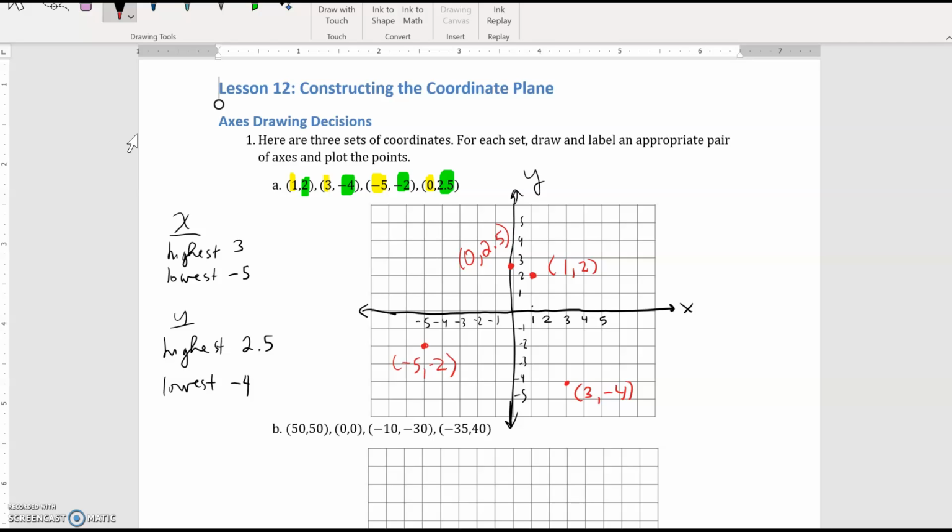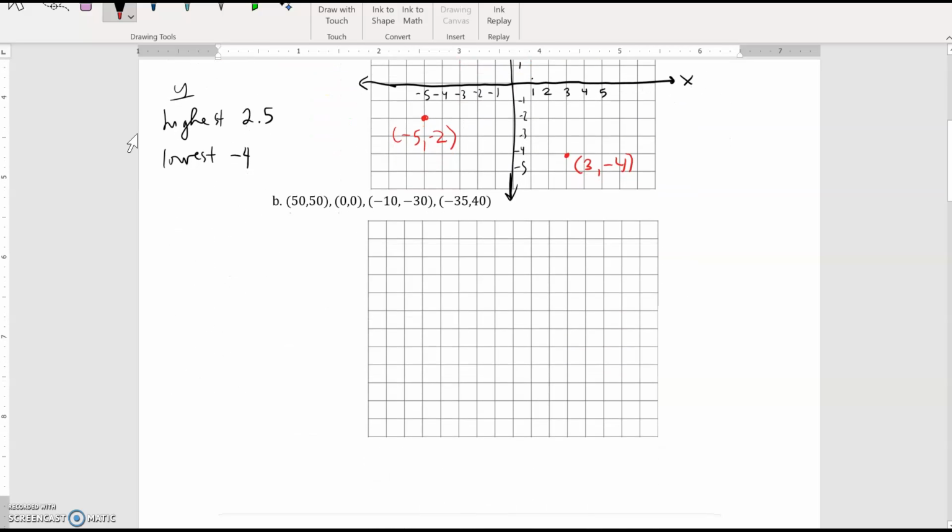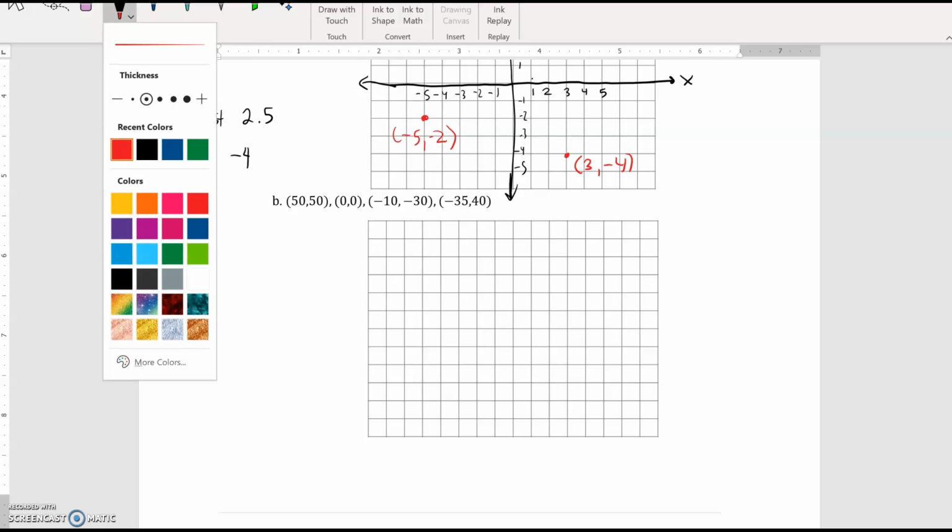So steps we took. We drew the axes. We found our lowest and highest x and y values to make a scale. Then we plotted our points. So let's try this again for the next example here. So I'm going to again draw our axes to see how that looks.